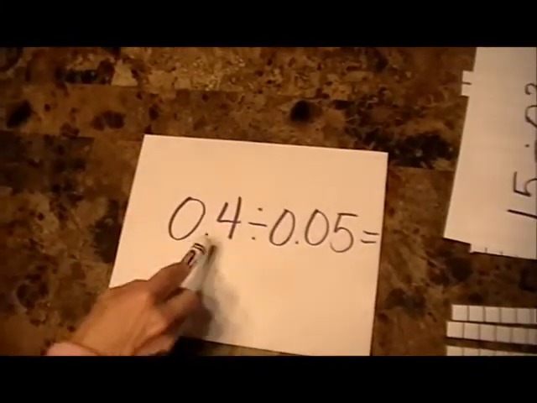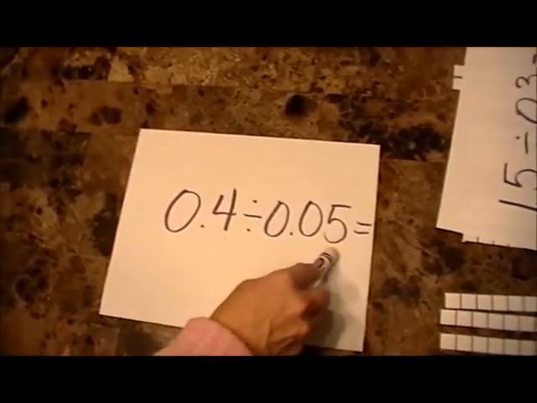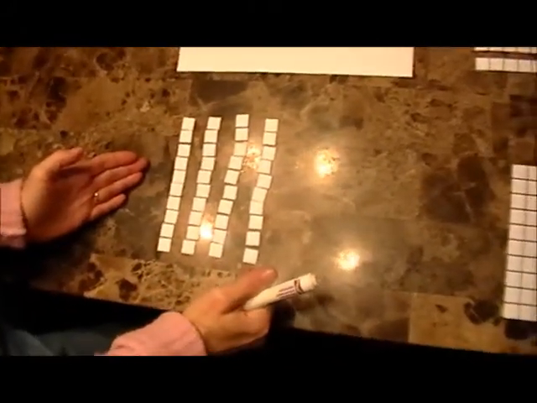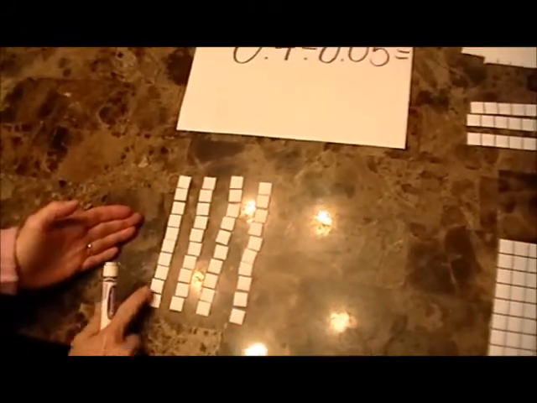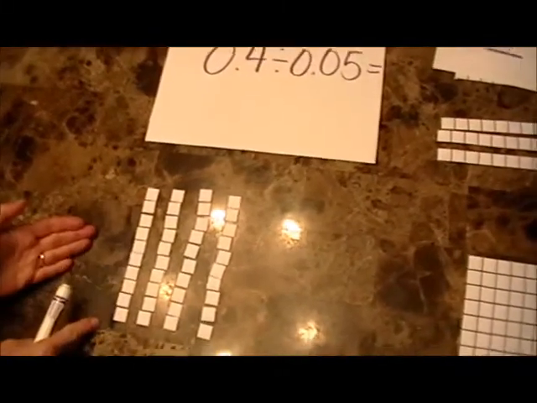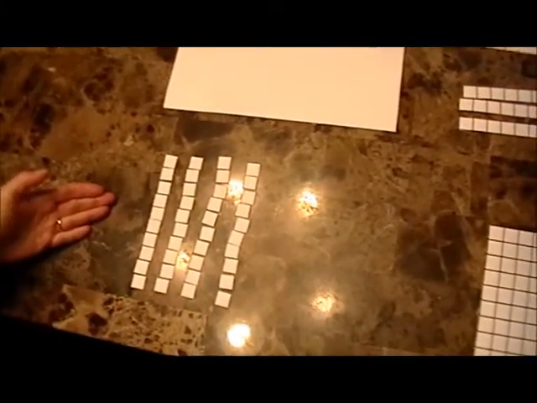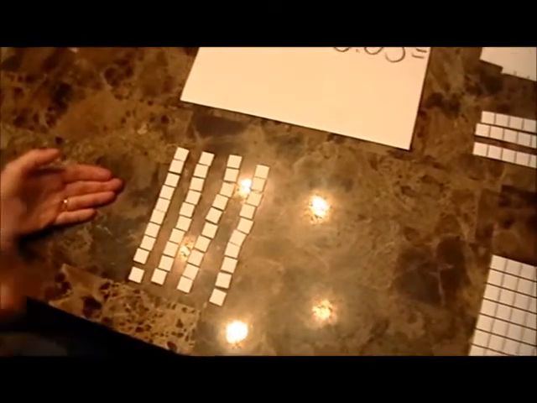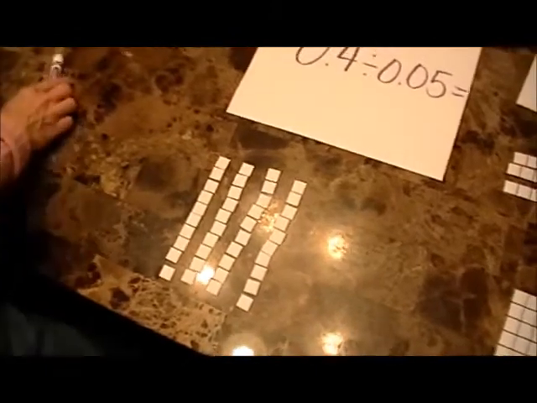We're going to divide 4/10 by 5/100ths. And here's how we're going to show that with models. I have my 4/10, and I've cut those tenths into the 10/100ths that they are. I'm going to take all of these, which should be 40 altogether, 40 little hundredths, and put them into groups of 5/100ths.